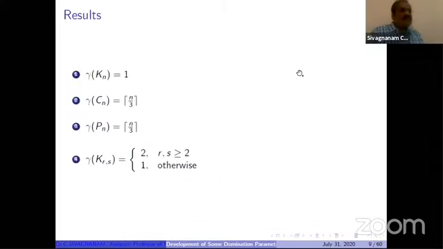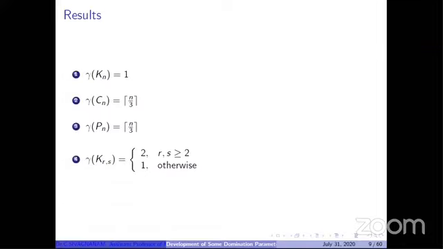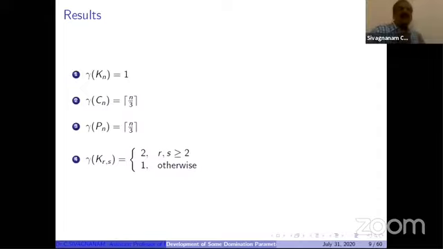Gamma of Kn, this is a well-known graph we have. Kn means the complete graph on n vertices. What is the meaning of complete graph? Every pair of vertices is adjacent. So only one vertex is enough for dominating all the vertices. Similarly, I already gave the example for cycle C7, where the domination number is 3. In general, we have gamma of Cn equal to the ceiling of n by 3.